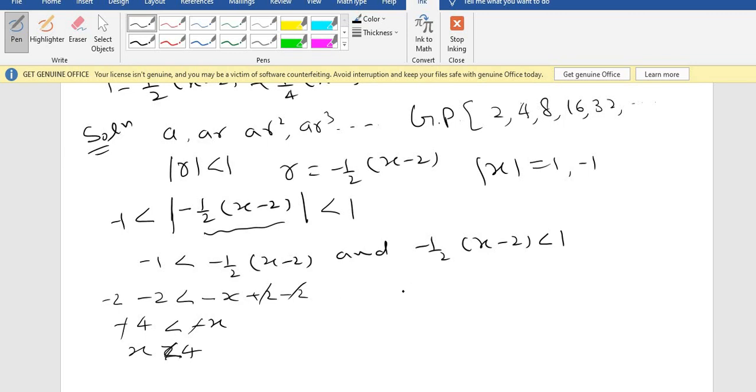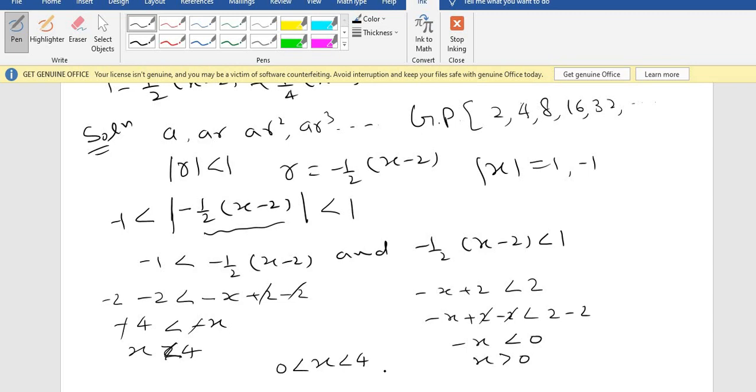And when you solve the other one, minus x plus 2 is less than 2. That means minus x plus 2 minus 2, and subtract 2 here too, so x is greater than 0. So the solution is x is less than 4 and greater than 0. This is the interval of convergence. That means this is the answer of that question. Hopefully you people understand that one.